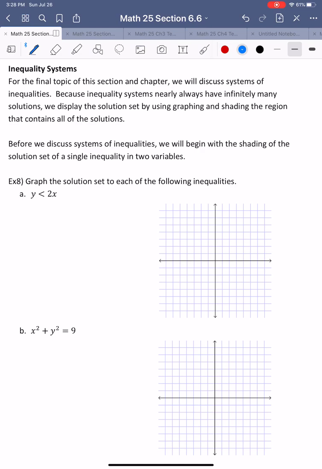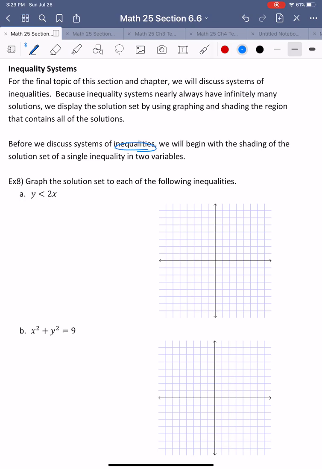Before we discuss systems of inequalities, we will begin with shading the solution set of a single inequality in two variables. Example 8. Graph the solution set of each of the following inequalities.